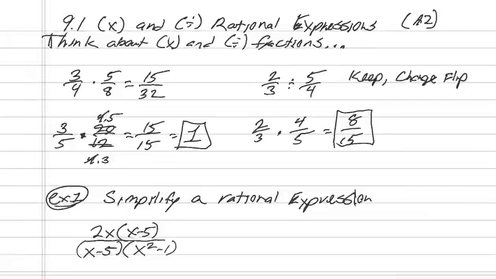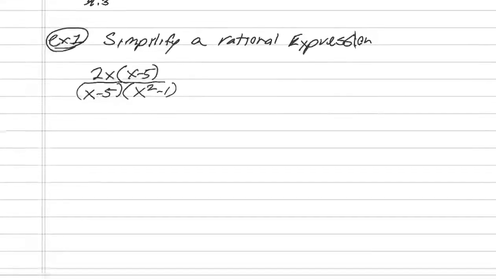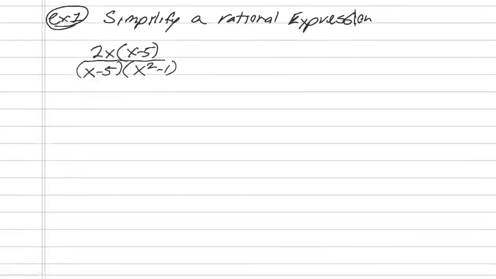Let me scroll this example up, and we're going to simplify a rational expression: 2x times x minus 5 all over x minus 5 times x squared minus 1. Another way of rewriting this, remember with multiplication there's associative and commutative properties. We can switch them around. So this is really x minus 5 times 2x over x minus 5 times x squared minus 1.